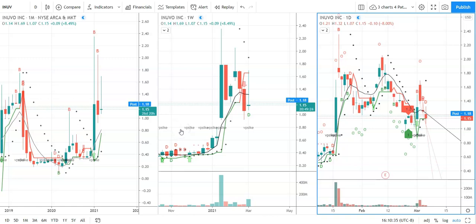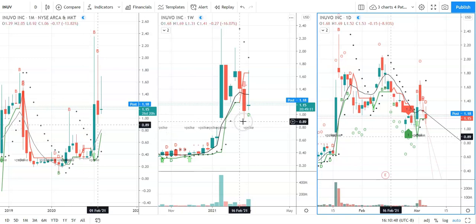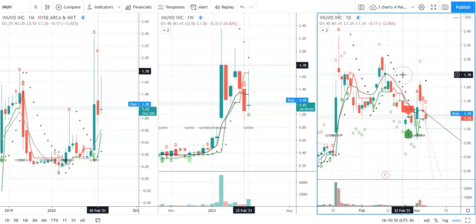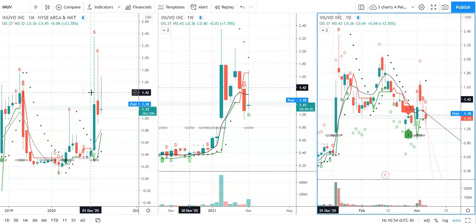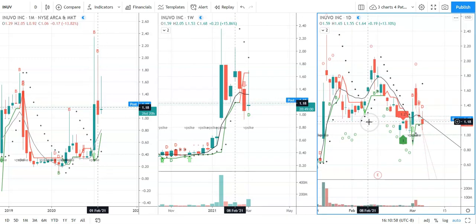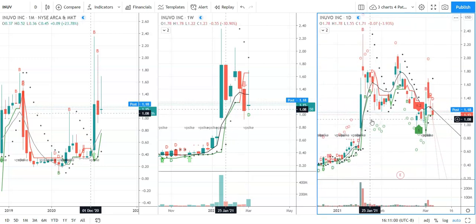Okay, it is Thursday, March the 4th, 2021. In this video, we're going to look at INUVO Inc., symbol INUV. So in this video, we got the daily chart on the far right, the middle chart is the weekly chart, and the left chart is the monthly chart. Let's start with the daily and take a look here.